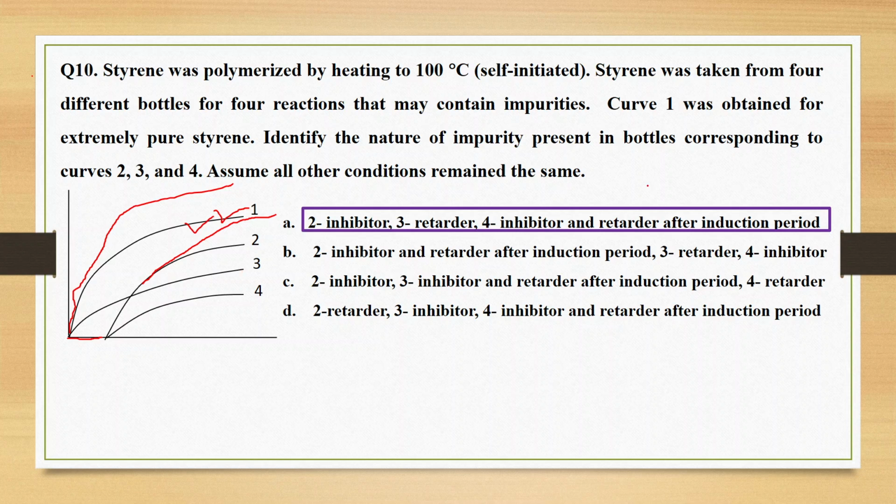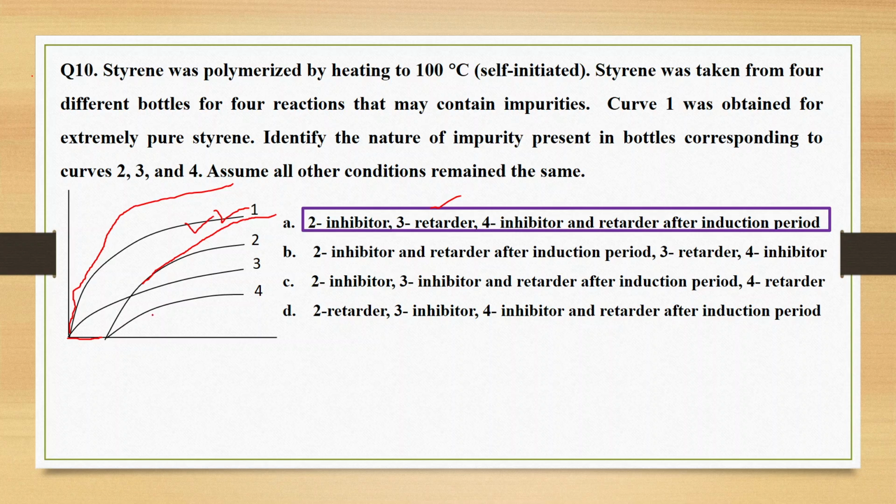And curve 3 is for retarder. So retarder just decreases the rate of the reaction, nothing else. You can see it cannot stop the reaction, but it somehow decreases the overall rate. So 3 is for retarder.